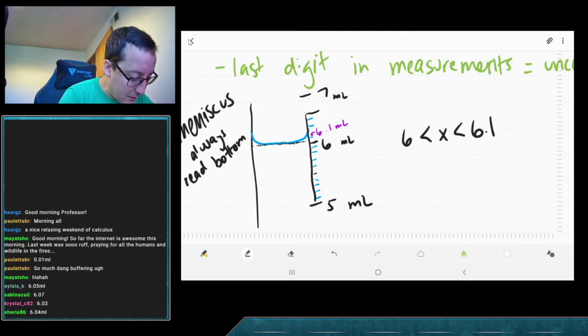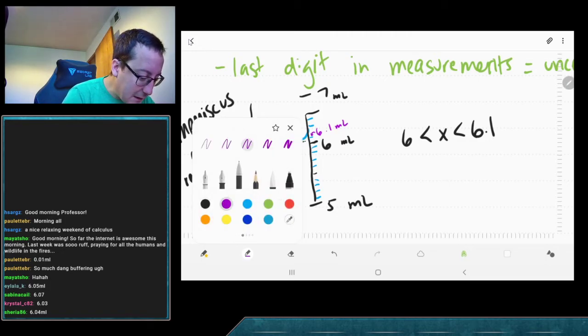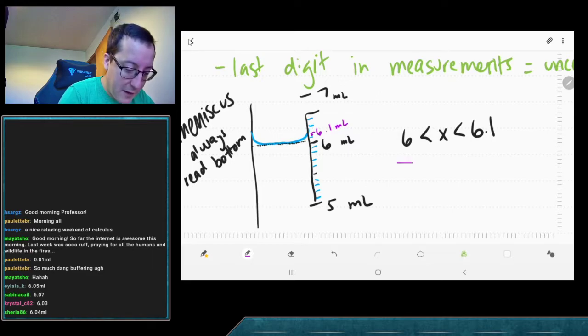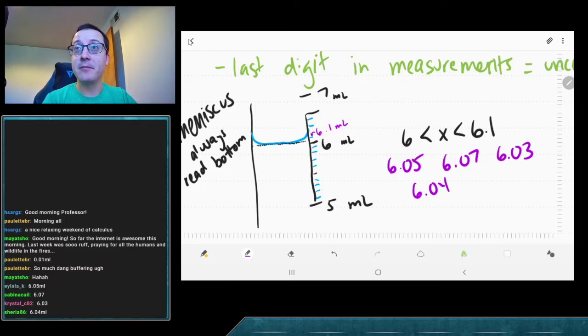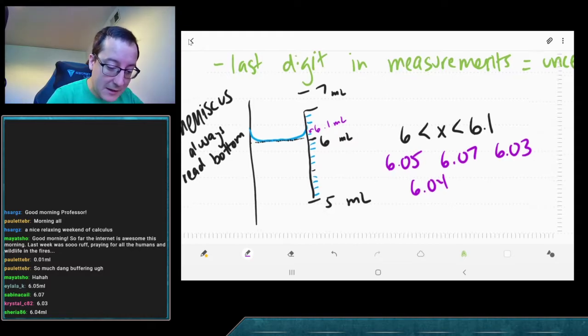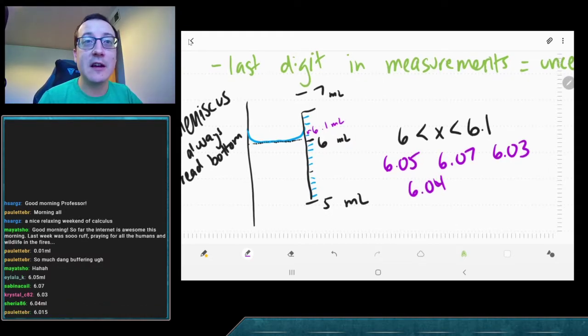So far we have, let's see, 6.05, 6.07, 6.03, 6.04. All of these are great. It could be any one of these because we understand that our last digit here is uncertain. So the 5, the 7, the 3, and the 4, all of those are not quite certain. And so as a result, all of your measurements are going to be correct. It just kind of is what you see.